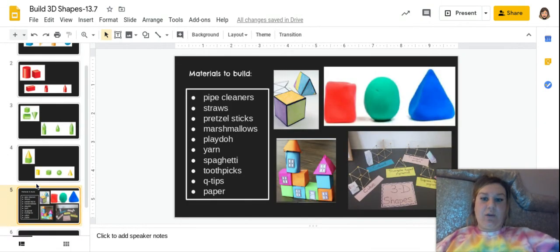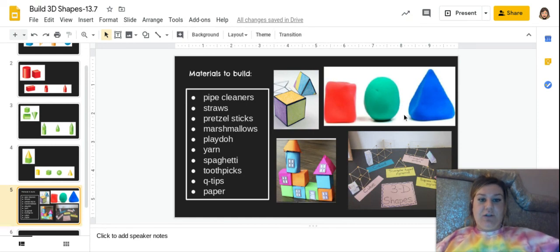Now, just like we did yesterday, you are going to use materials to practice building 3D shapes. So you can use any of these supplies or something else that you have at home. You can use pipe cleaners, straws, pretzel sticks, which I saw a lot of my friends use yesterday, marshmallows, Play-Doh, yarn, spaghetti, toothpicks, Q-tips, or paper. You can use really anything to practice building your shapes.